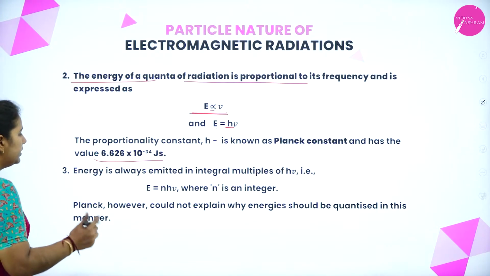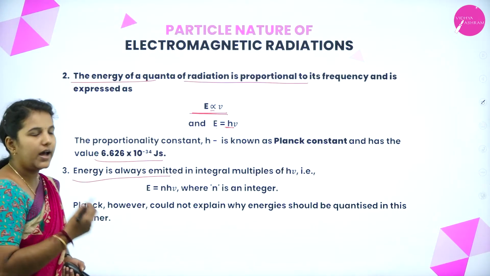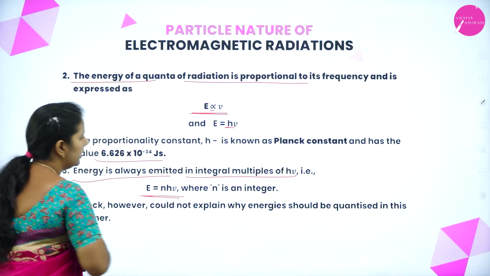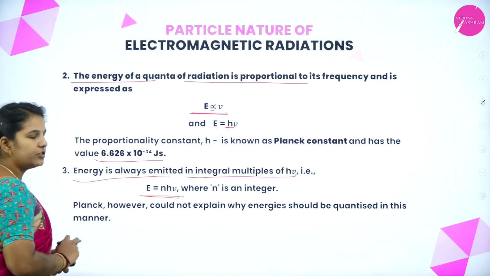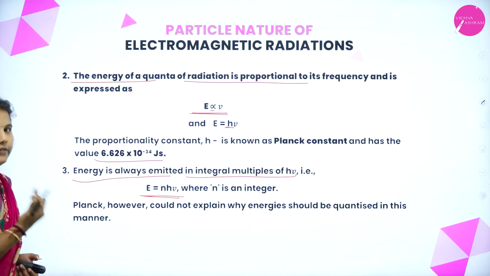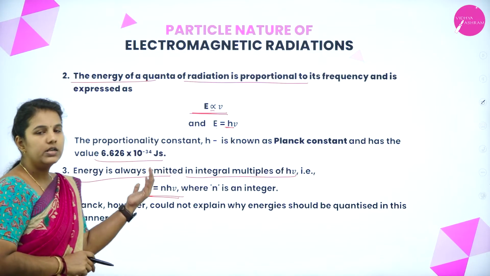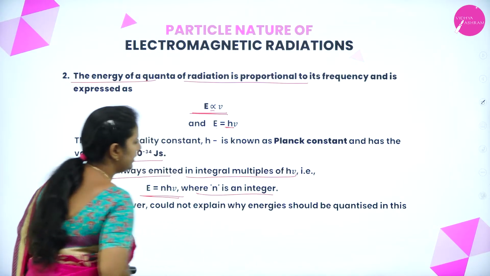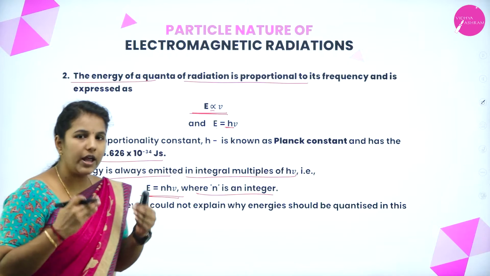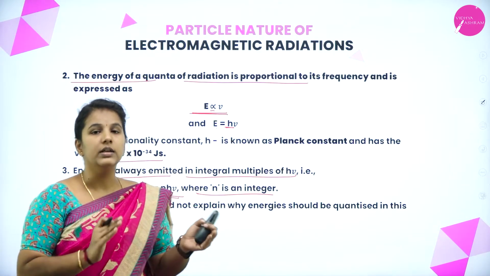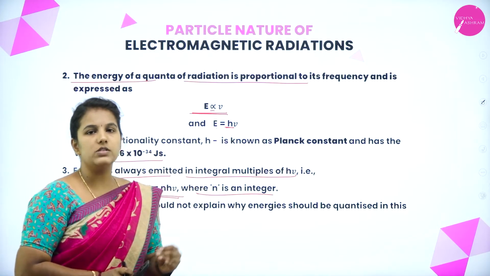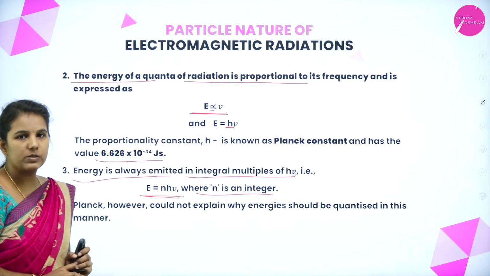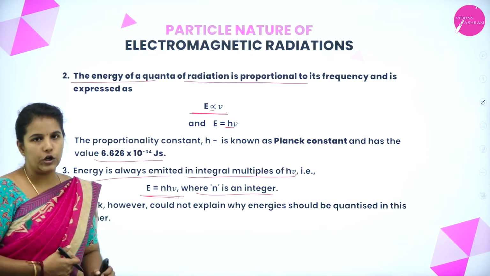Now, the energy emitted is always an integral multiple of hν. That is why he gave another formula, E = nhν. When the energy is emitted, it becomes an integral multiple of hν. So E = nhν, where n is an integer. This is how, when the black body absorbs energy and emits radiation, he stated that relationship using the three postulates. Hope you all understood the derivation done by Max Planck using the black body radiation concept.